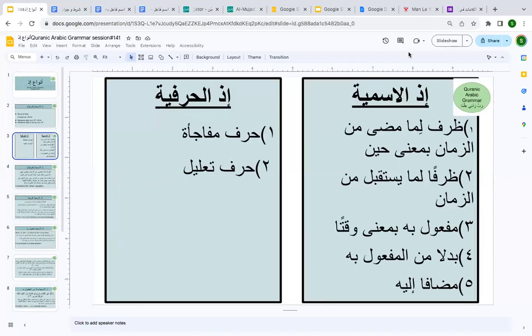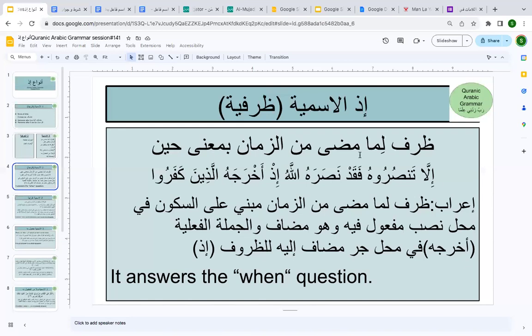Now let's look at it. Idh can be a zarf, which will denote fail madin, and it comes in the meaning of hina. Sometimes it will come in the meaning of idha, and it will direct you to future events. Sometimes you will see idh as maf'ul bihi, which is going to give you the meaning of time. Sometimes you also see it as badal from the maf'ul bihi, and sometimes you will see it as mudaf ilayhi. So let's just cover each and every type of idh.